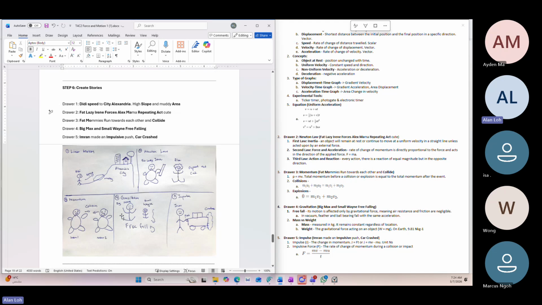Right, we have collisions. And then you can also add in collide and exploded. Two fat mummies running towards each other and collide and exploded. Yes, you can add another one, exploded, to make it more emotional, make it more funny.